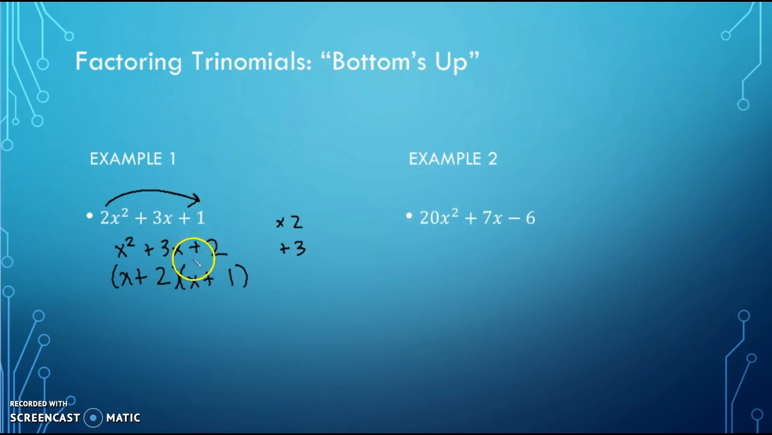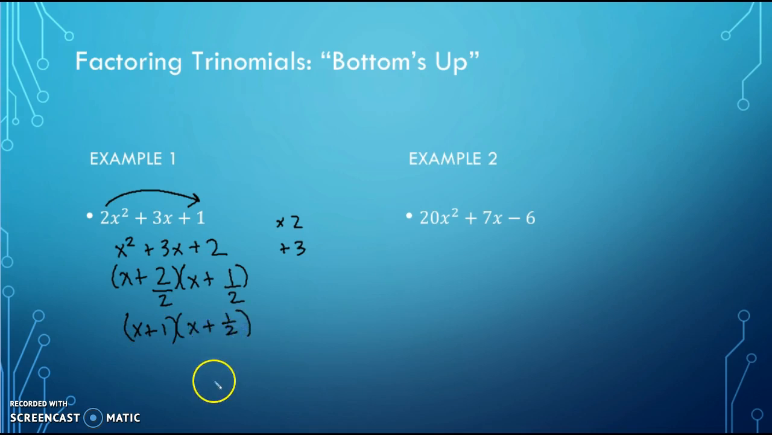So I multiplied to get it there. Now I'm going to divide to take it back out. So I'm going to divide both of these numbers by my original a, which was 2. And then I'm going to simplify. So 2 divided by 2 is 1. And 1 over 2 can't be simplified.